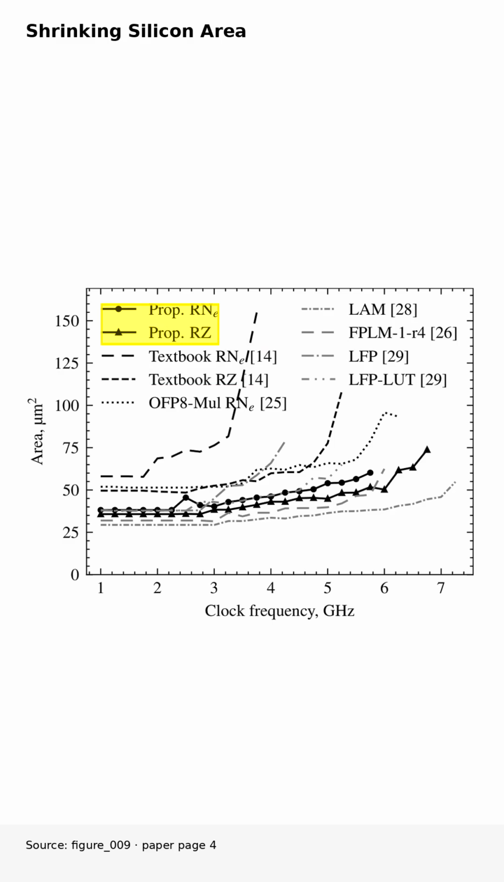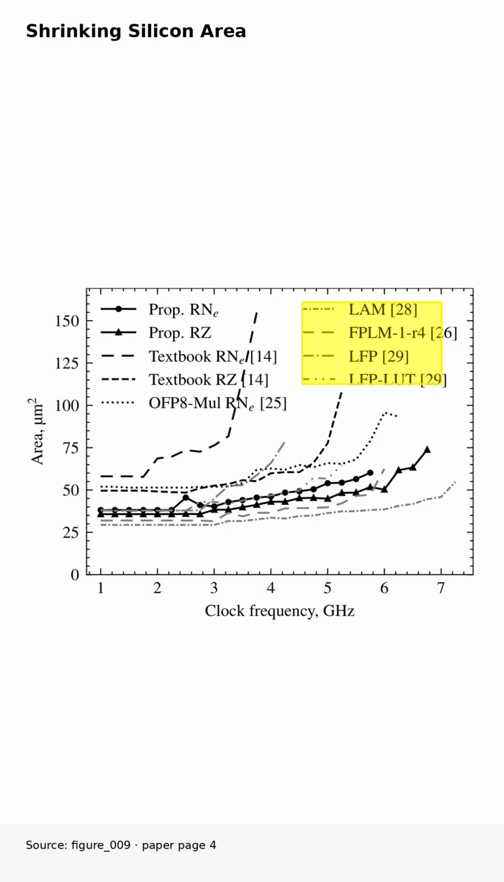Compare this to the solid lines representing the proposed integer-based designs. Both the RNE and RZ modes stay remarkably flat, comfortably consuming under 75 square micrometers while scaling smoothly past 6 gigahertz. Bypassing traditional mantissa multiplication fundamentally shrinks the hardware footprint.